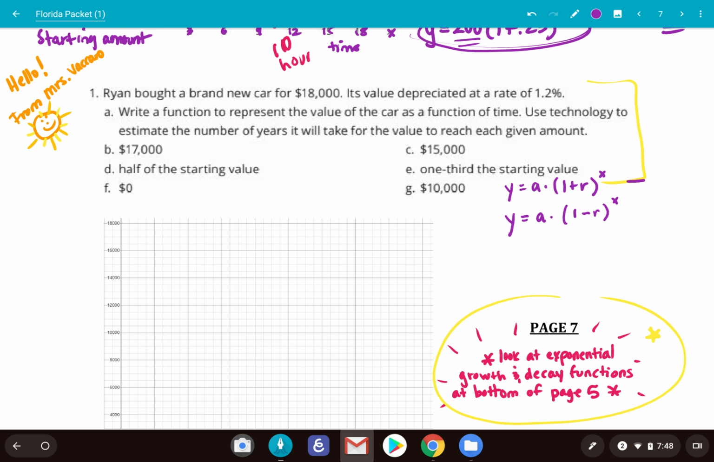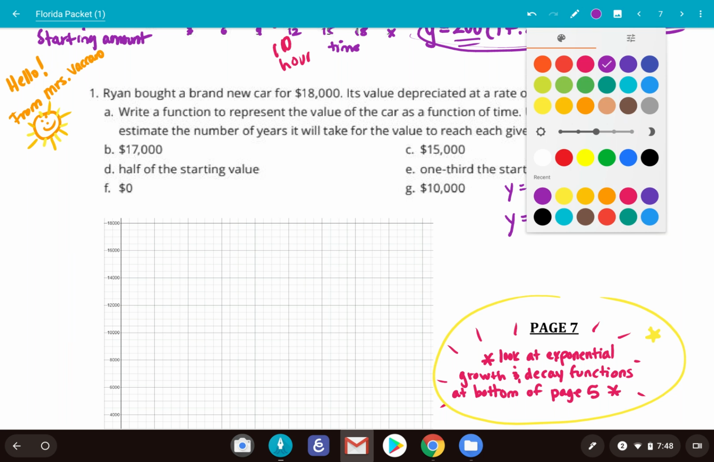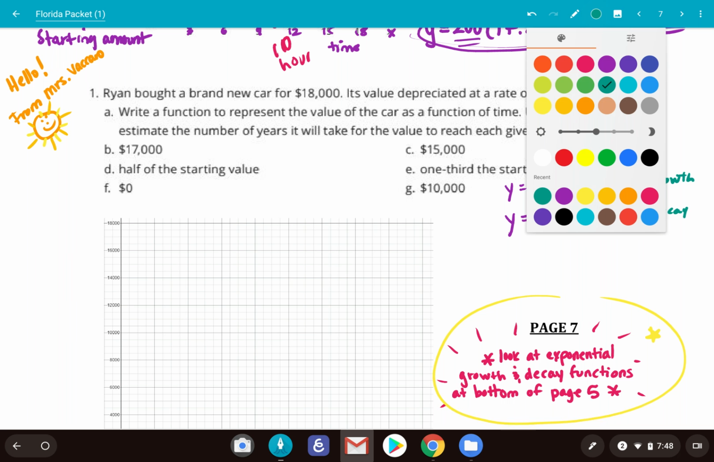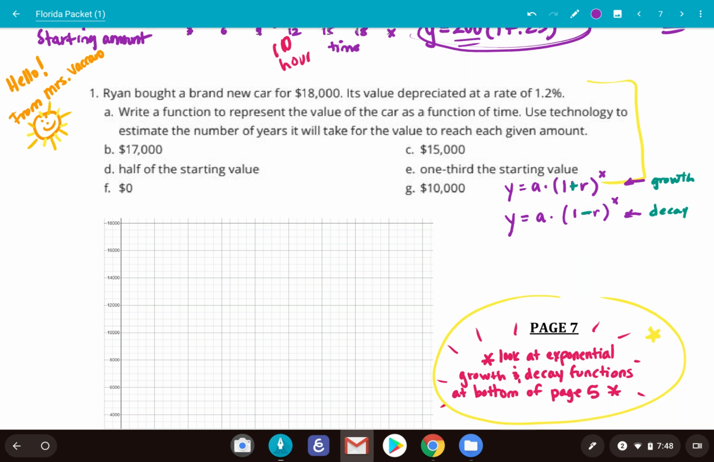And just remember that the one where you're adding is your growth, and the one where you're subtracting is your decay. Decay just means that something's decreasing. All right, so let's look at this example.